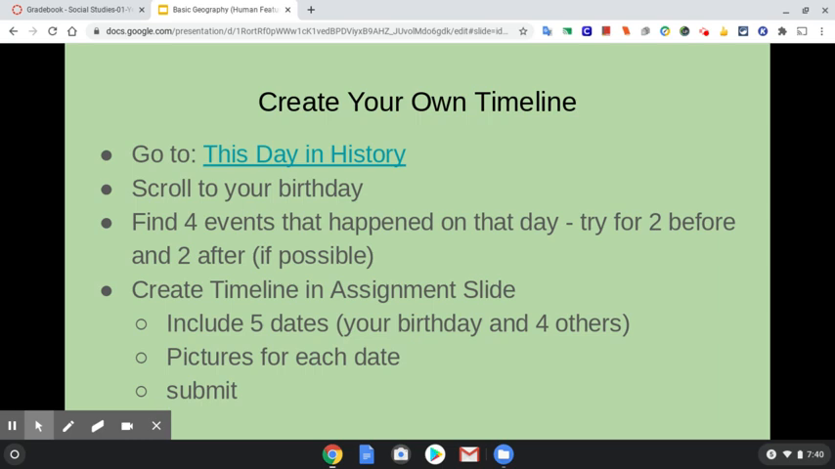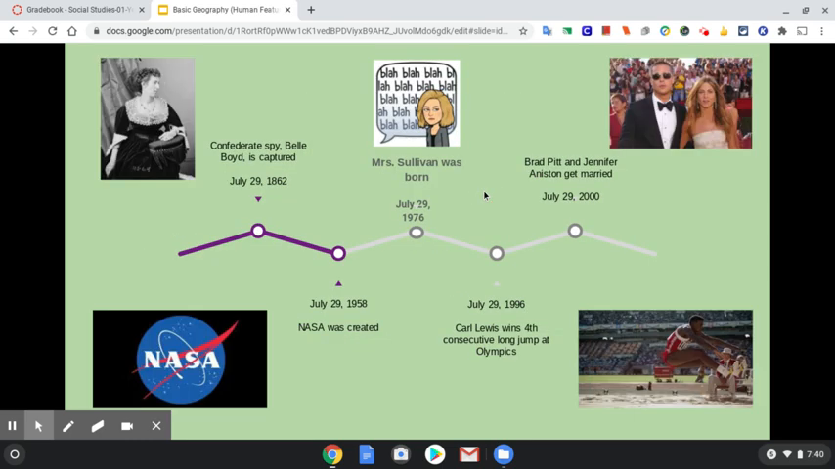And then you're going to create a timeline in the assignment slide that includes those 5 dates, your birthday and 4 others, and they are going to be in order correctly. You're going to have a picture for each date, and then you'll be ready to submit. When you are done, depending on how you decide to design your timeline, it would look something like this.